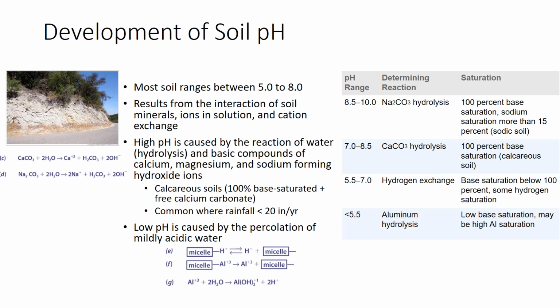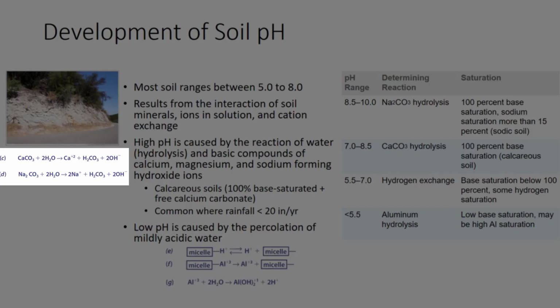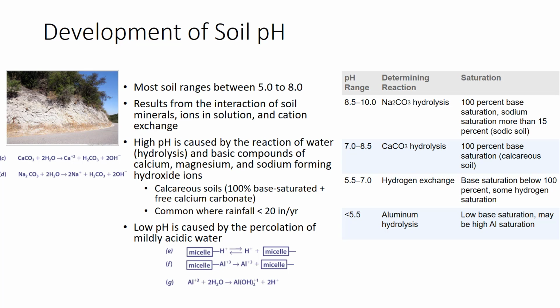Very basic soils, pH greater than 8.0, are more than 100% base saturated. That is, not only are all exchange sites filled with base cations, but the soil contains free particles of mineral carbonates, CO3, such as calcium carbonate or lime. These are called calcareous soils. The pH of very alkaline soils results from reactions of carbonates with water to form hydroxyl ions, according to reactions C and D. Soils tend to be alkaline in climates where annual precipitation tends to be lower than annual evapotranspiration, generally where rainfall is less than 20 inches per year.